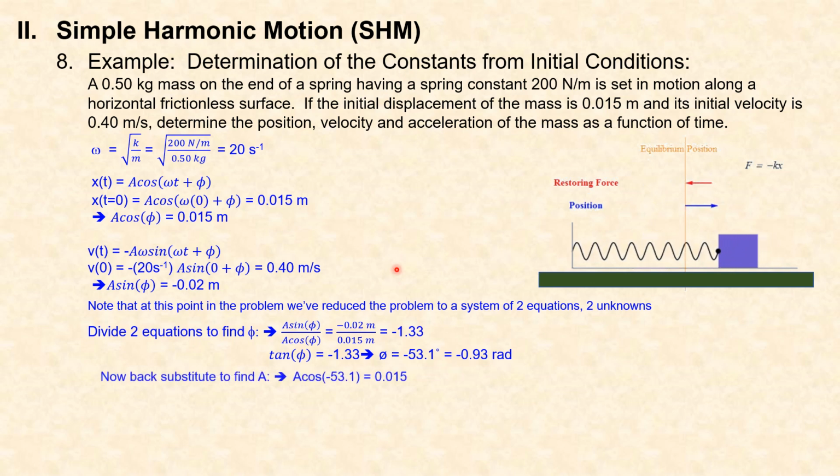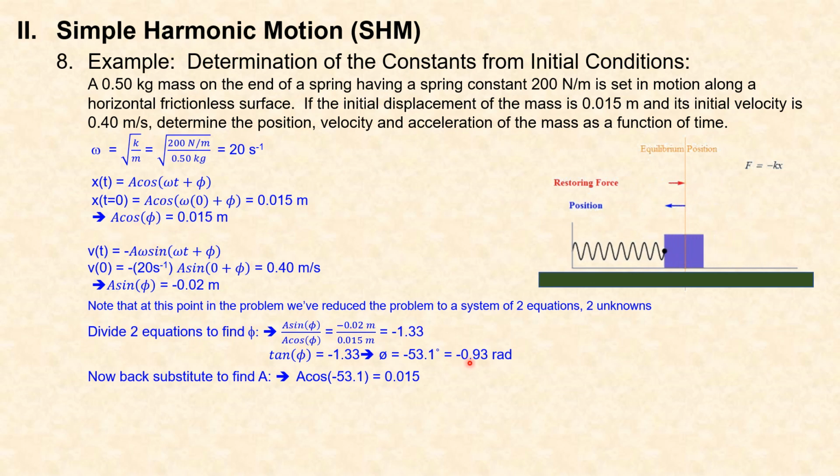Once we know that, we can back substitute to find out what the amplitude is. Plugging into the first equation here, A cosine phi equals 0.015. Now that we know phi is minus 53.1 degrees, we substitute that in and we find that our amplitude is 0.025 meters. So notice that the position of our oscillator when we start the problem is only 1.5 centimeters, but the maximum displacement, our amplitude, is 2.5 centimeters.